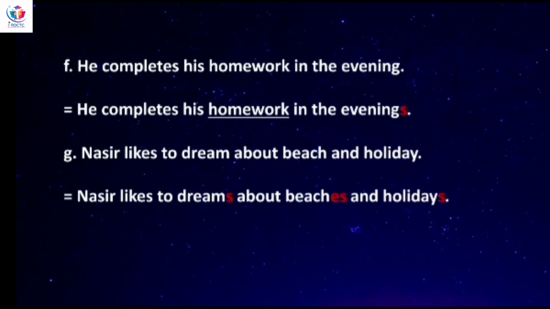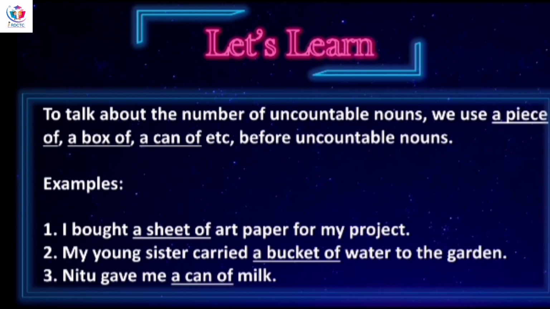Okay, and now we learn a new thing. When we have to add the number of uncountable nouns, then what will we do? To talk about the number of uncountable nouns, we use a piece of, a box of, a can of, etc. before the uncountable noun. Let's see some examples. I bought a sheet of art paper for my project. Okay, a sheet of art paper. We cannot count the art paper, so we write here a sheet of art paper.